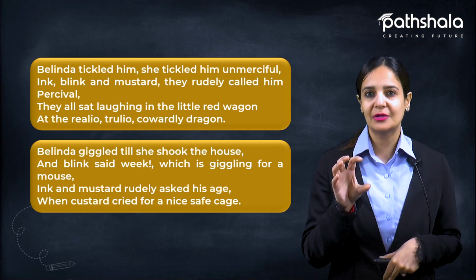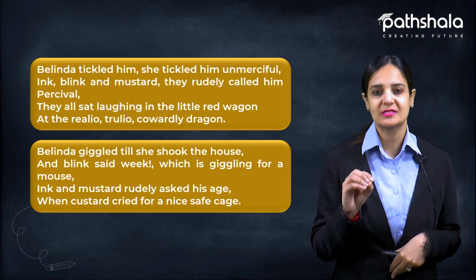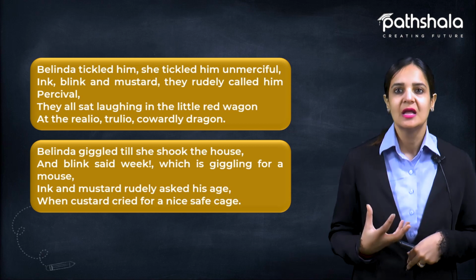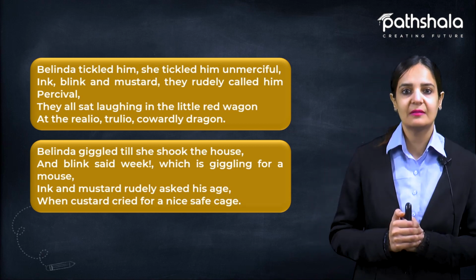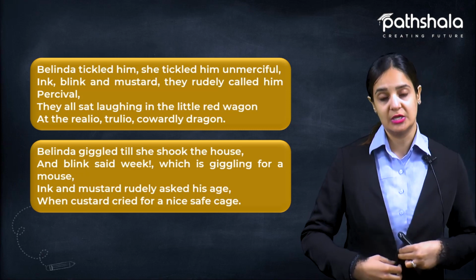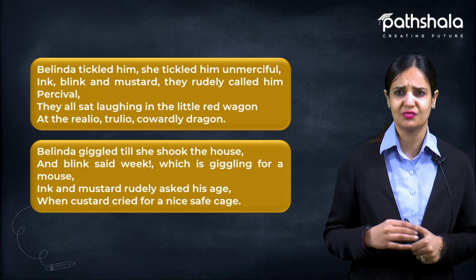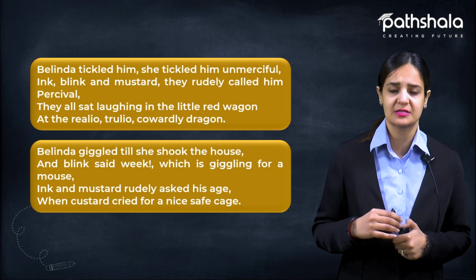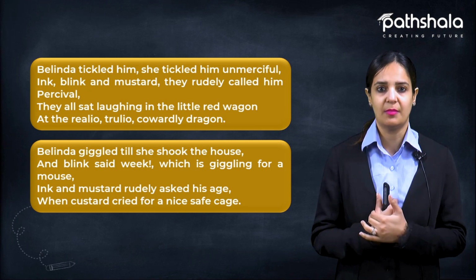Blink, who was a little mouse, could not laugh, so he used to produce a sound called "weak," which is actually a giggling, laughing sound for a mouse. Ink and Mustard rudely asked his age. They would ask, what is your age? Why are you so afraid of all the things around you? They would ask very rudely, very badly.